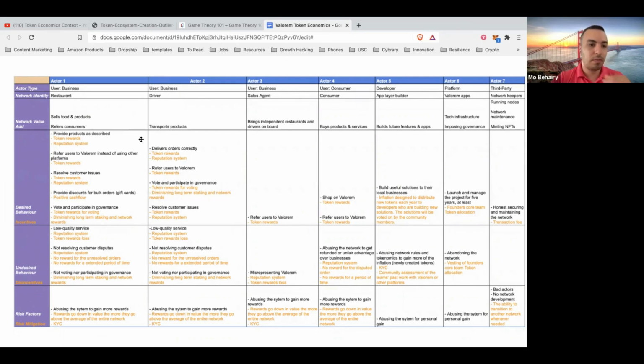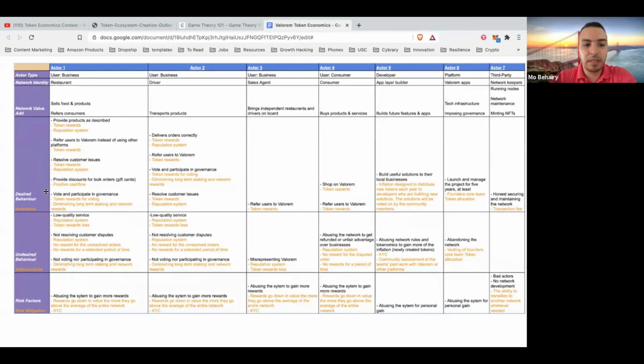We start by putting the network identity. What is the first user, the first actor? It's a business user, a restaurant. The network value add: what does this actor add to the network? It sells food and products. It refers consumers, because we want the restaurants to tell their clients to order from the new app instead of Uber Eats, for example.